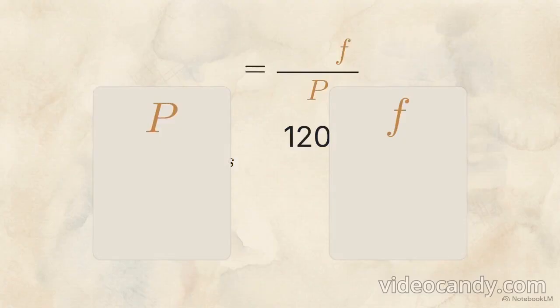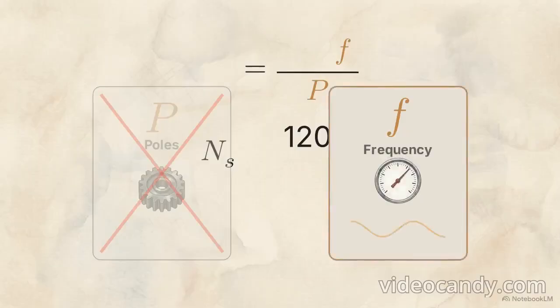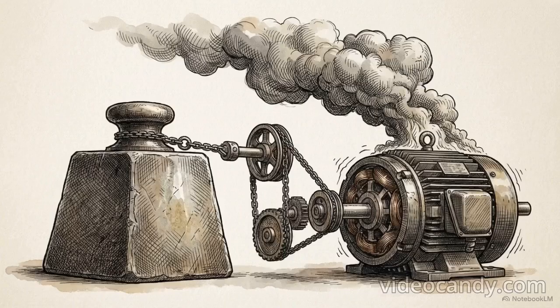Look at the synchronous speed equation. Speed equals 120 times the frequency, divided by the number of magnetic poles. To control the speed of an AC motor, you can only manipulate two variables, the poles or the frequency. Early attempts relied on pole amplitude modulation, physically switching the winding connections to change the number of poles. This only yielded discrete, clunky jumps in speed. For smooth, continuous control, frequency is the only viable target.